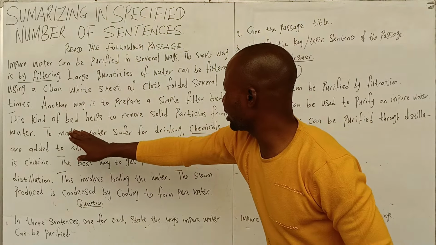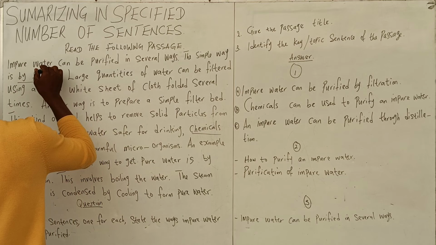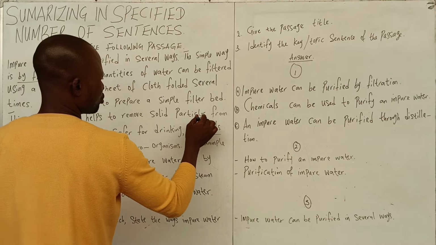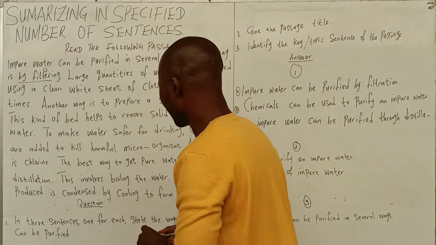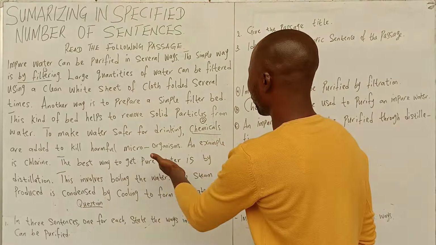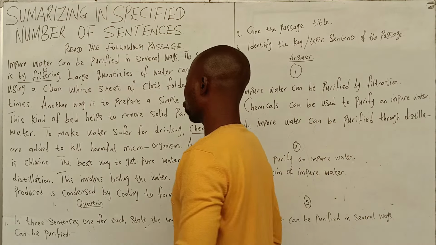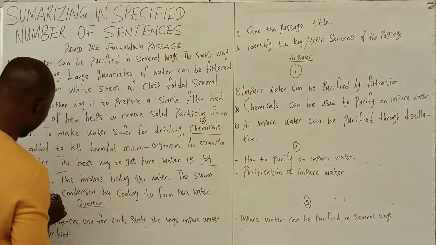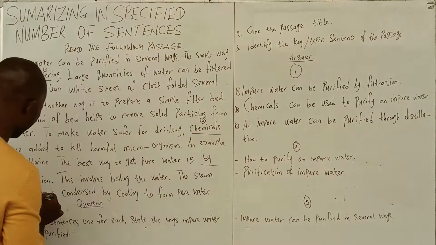All these things you are seeing here, let's say I've gotten my number 1 answer, my number 2 answer. Are you following? Then how do I get my number 3 answer? I say the best way to get pure water is by distillation. So another answer of mine is by distillation. He said this involves boiling the water. The steam produced is condensed by cooling to form pure water. So these are just details.